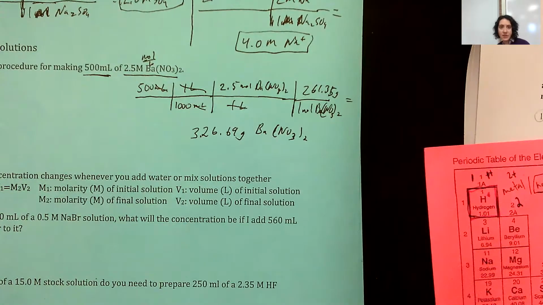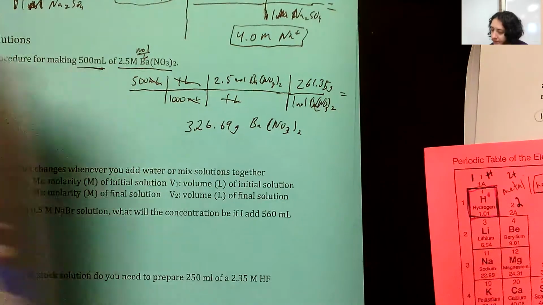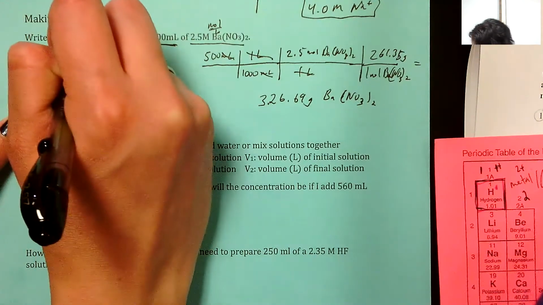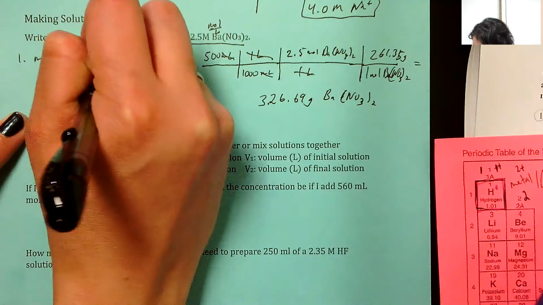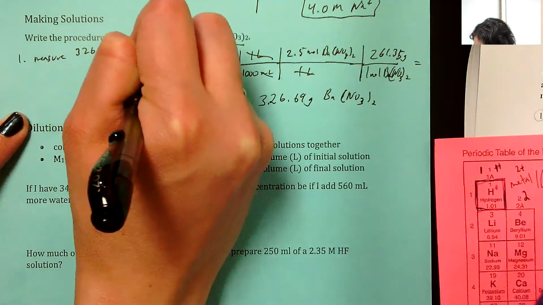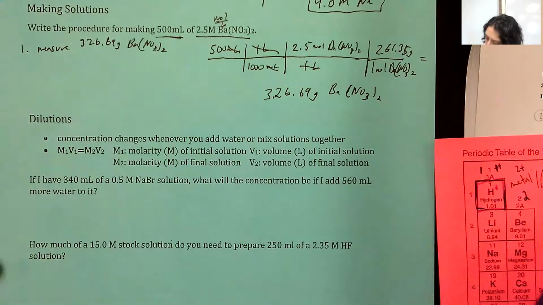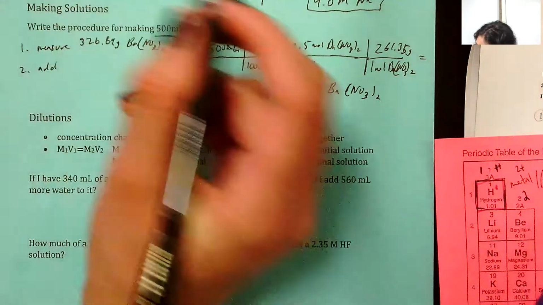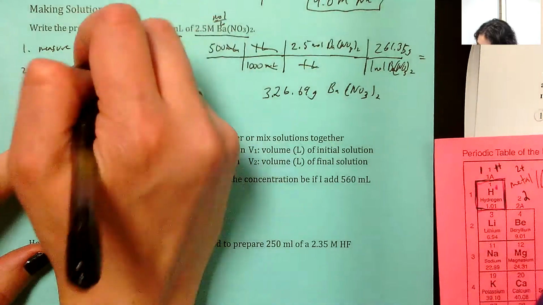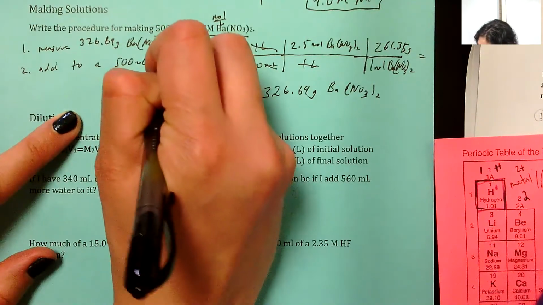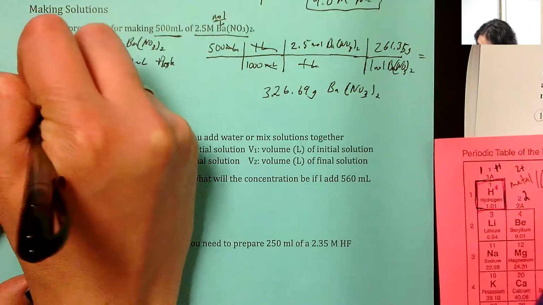So really what we need to do here is add 326.69 grams of barium nitrate to 500 milliliters. That's the process. That's how you would physically make this. So we're going to first measure 326.69 grams of barium nitrate. We're going to add it to a 500 milliliter flask. We're going to fill with water.